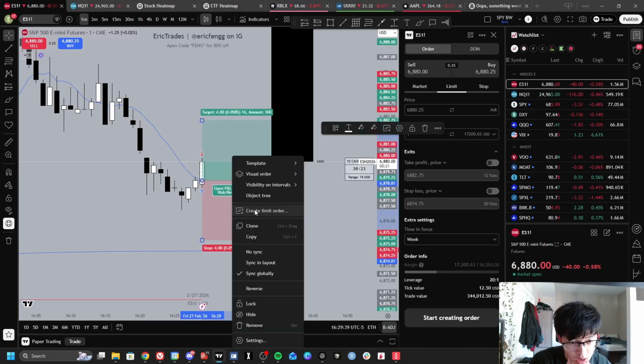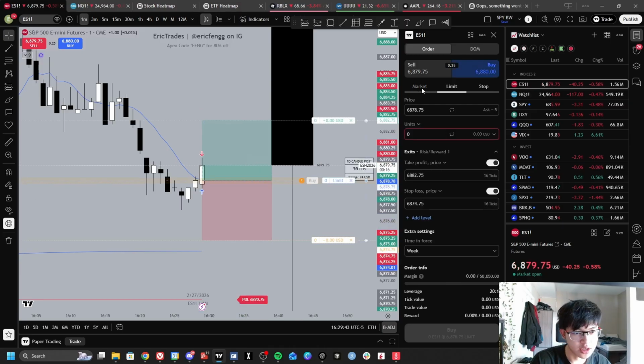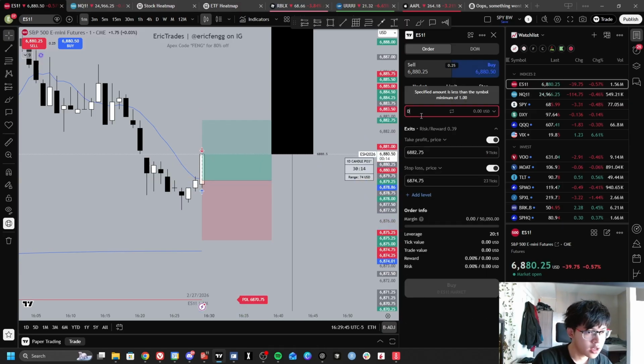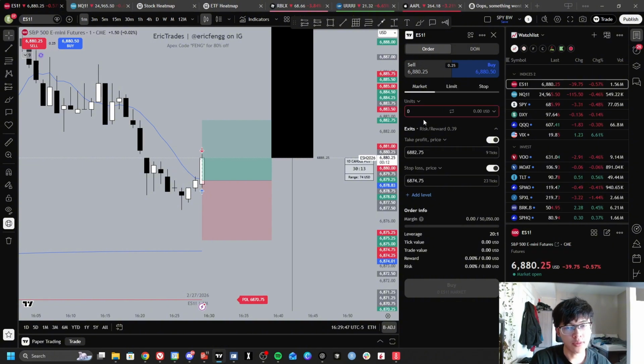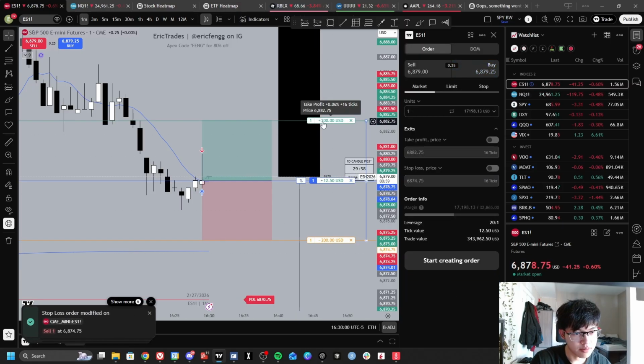If you guys want to, you can also do a market order with this method as well. But I prefer limit orders just because it keeps me more disciplined, and I will go for a price that I actually want. But for a market order, if you right click it, you can see it's going to fill in our take profit and stop loss. And if I press buy here, it's going to fill me in and place those as well.